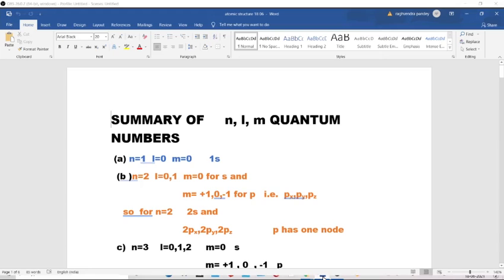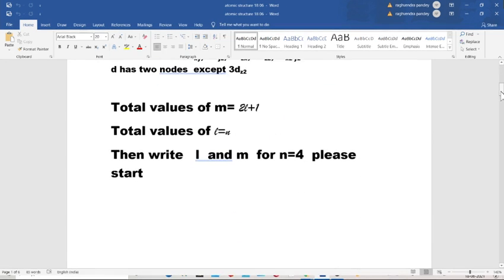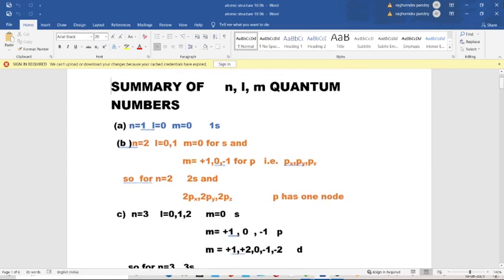Okay, let's start with this. Now let's take the summary of this one that we did. Now, summary of N, L, M quantum numbers. So the formula that you have to remember: the total M values is 2L plus 1, and the total values of L is equal to N. These two things you have to remember.